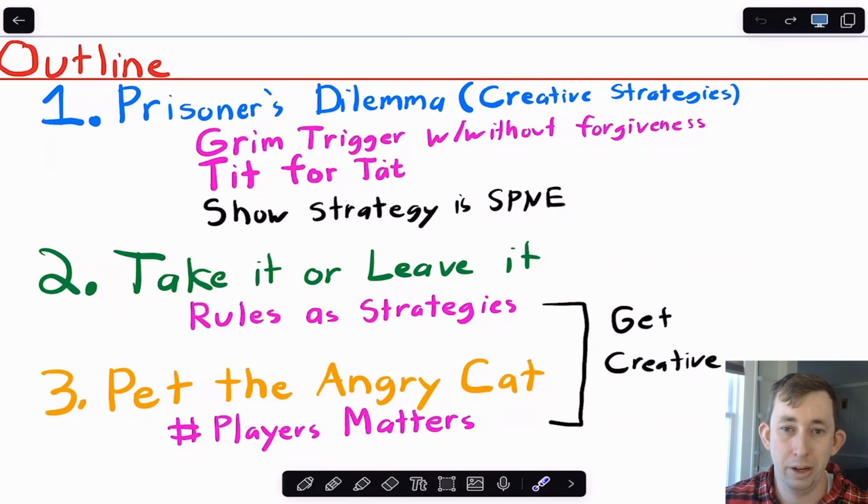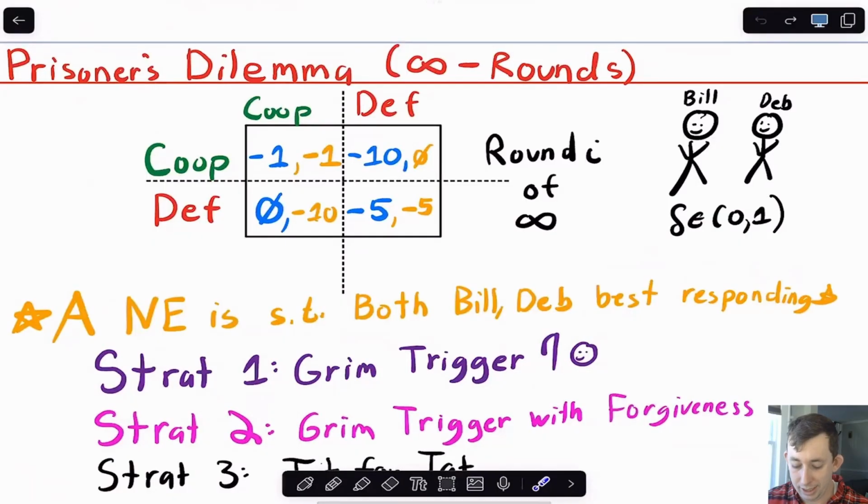Let's start off with the Prisoner's Dilemma. So here is an example of an infinitely played Prisoner's Dilemma. In each round, you're going to play the standard Prisoner's Dilemma. I've just defined those payoffs in the box right there. Now you have Bill and Deb. Remember that a Nash equilibrium is a strategy such that both Bill and Deb are best responding to each other. So there's actually an infinite number of subgame perfect Nash equilibria to this game.